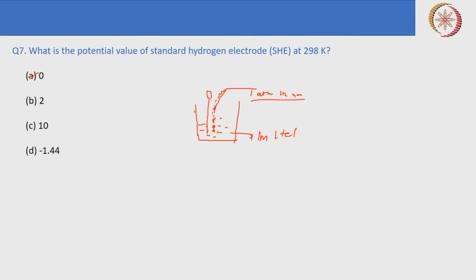At this condition, whatever potential there is, scientists have taken it as 0 volt. With this standard potential, all the potentials for different compounds or different electrodes are measured or considered, whatever reference electrode you use. So this hydrogen electrode is basically one of the reference electrodes.